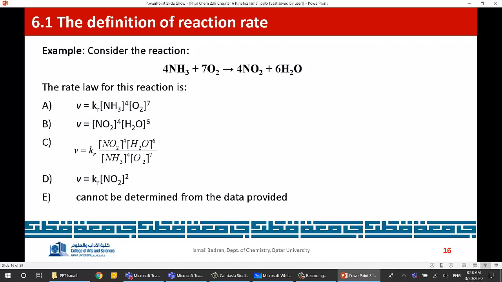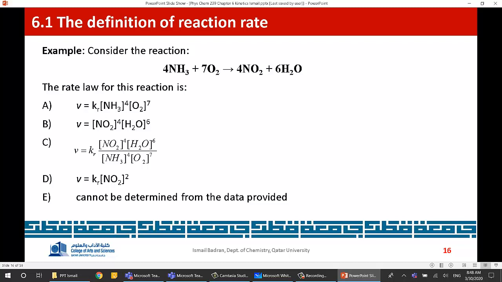In number B, somebody wrote down the rate of reaction is equal to NO2 to the power 4 times H2O to the power 6. First, he forgot to put the rate constant. Second, he is writing the rate of reaction in terms of product. Thirdly, he put the powers from the coefficients. Everything possible is wrong in this answer, in B.